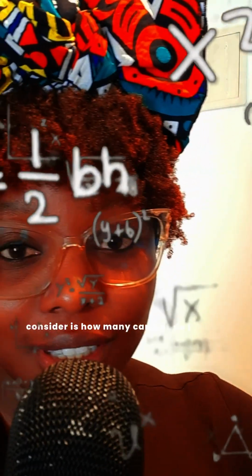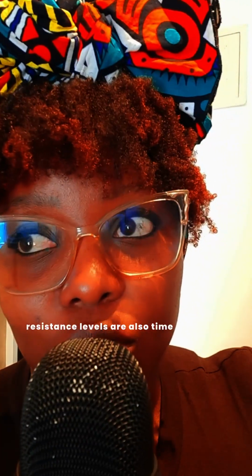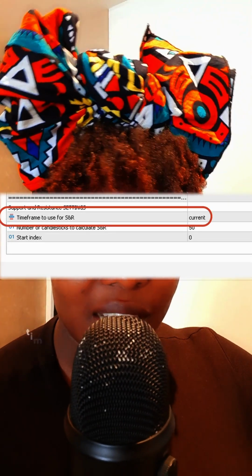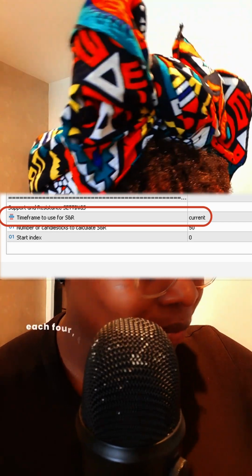The first thing we need to consider is how many candles I need to check to find the support and resistance levels. As a default, I've given you 50. And on top of that, support and resistance levels are also time frame dependent. In his example, because he's still on the same chart, I've left it to current. But if for whatever reason you wanted your support and resistance levels to be from a higher time frame, you change current to whatever time frame you want, let's say H4, for example.